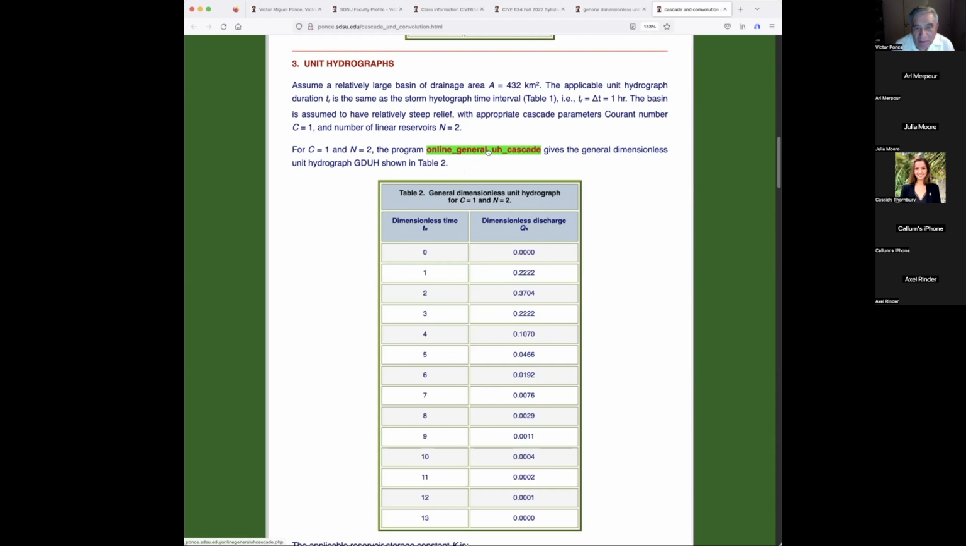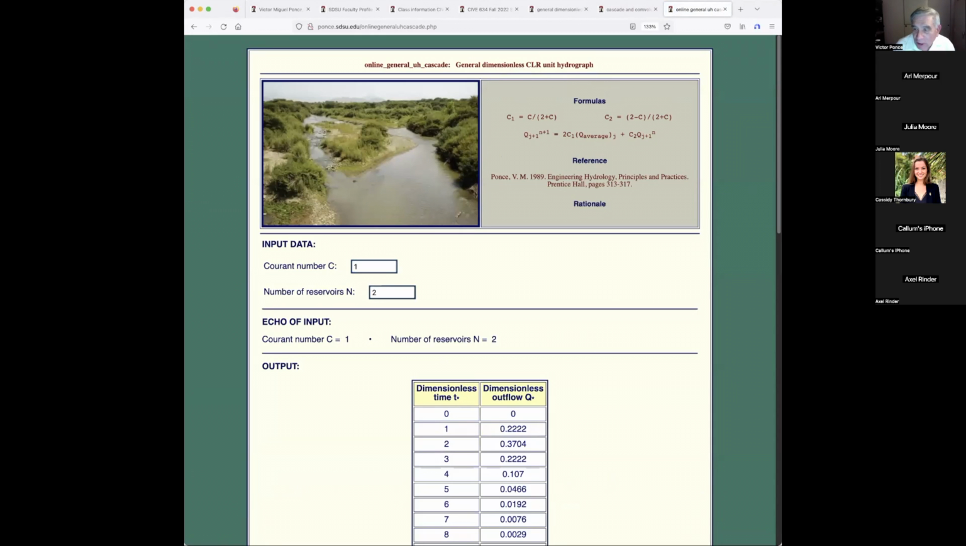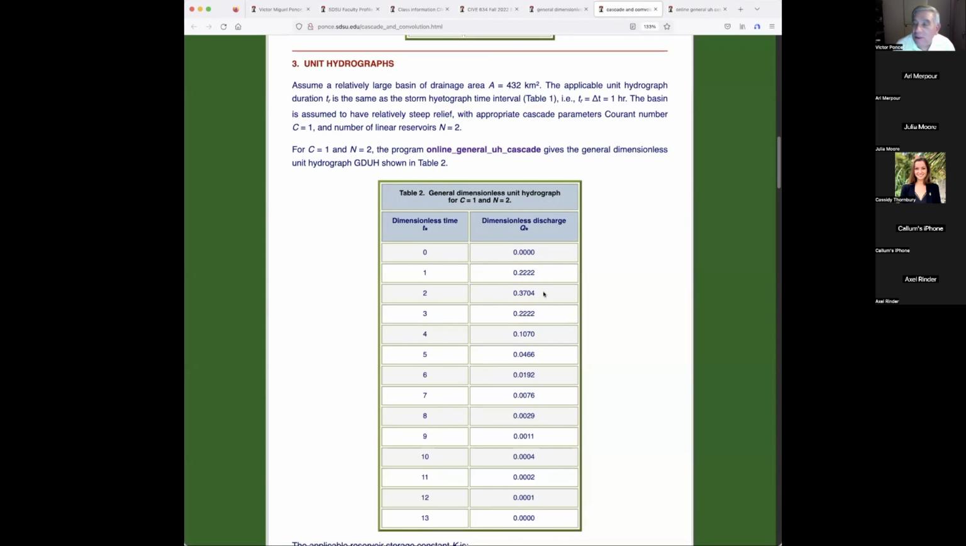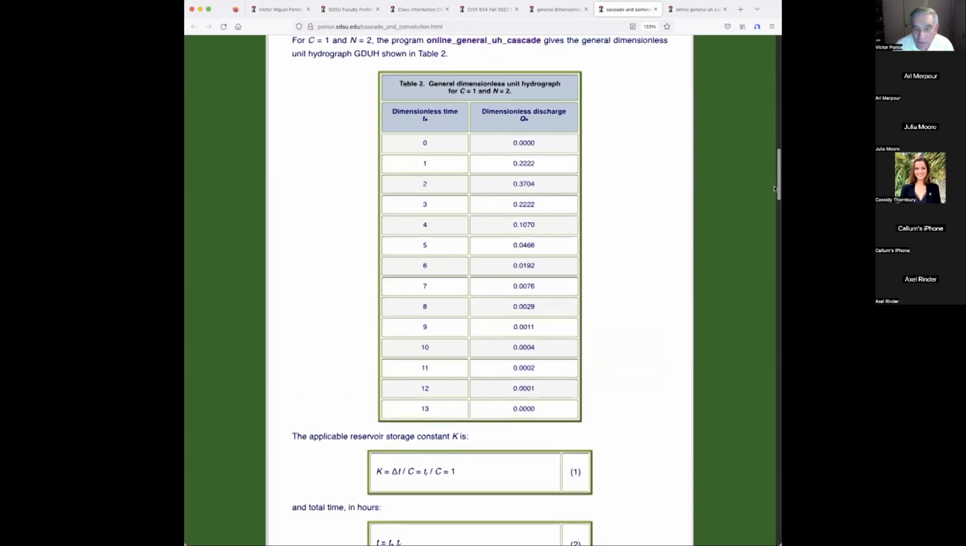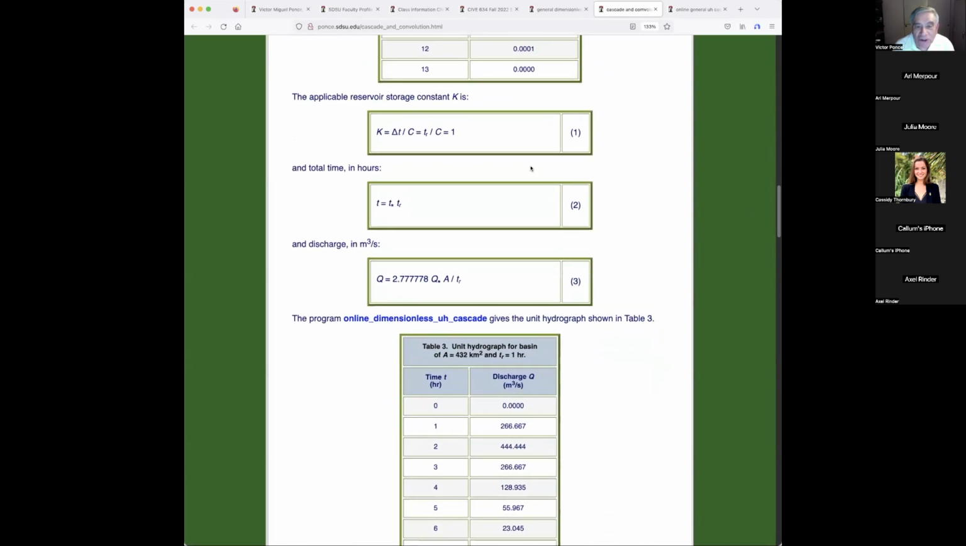And over here, just to show you, where Courant number equal 1 and number of reservoirs equal 2, we did the calculation and we get this result in here, 22237. Let me look at this. 22237 is the same answer. I got smart here. I already know how to run it and I'm running it. But that's not the issue. The issue is how do we construct this?